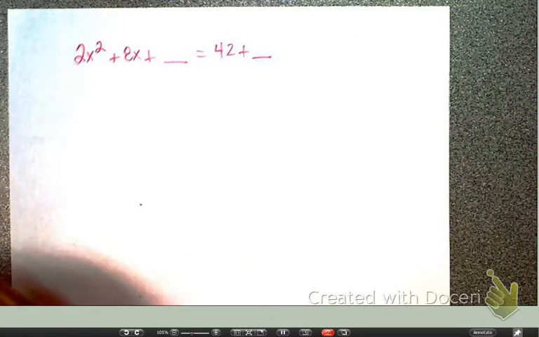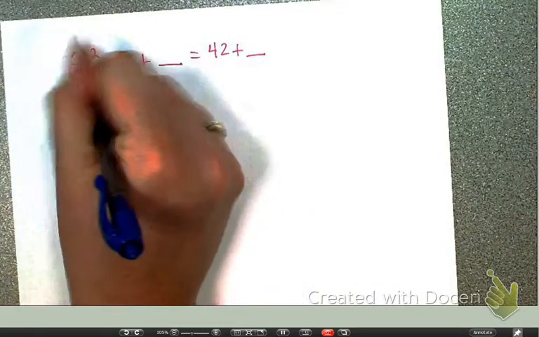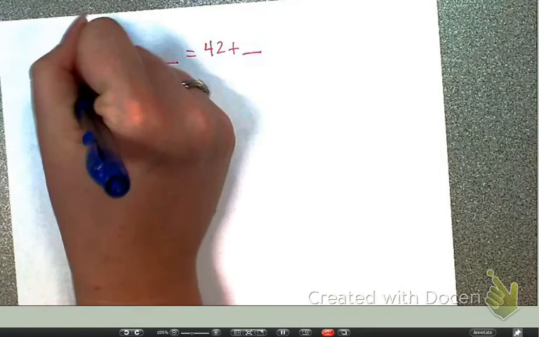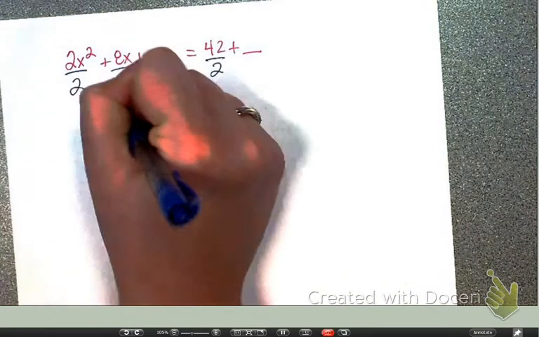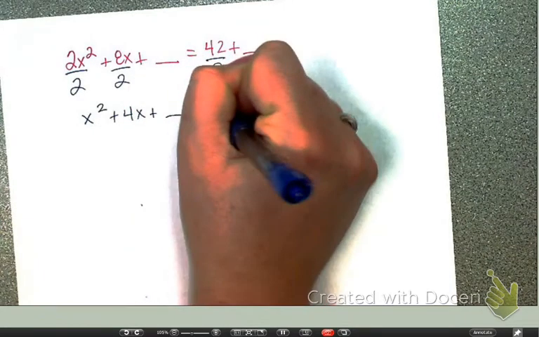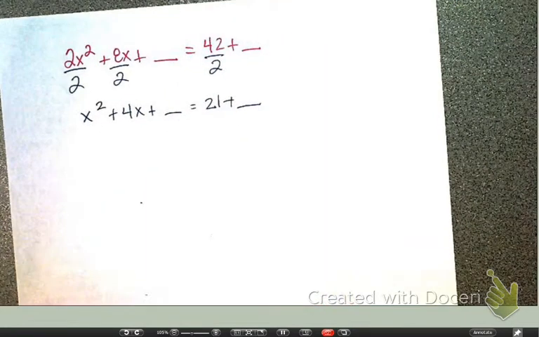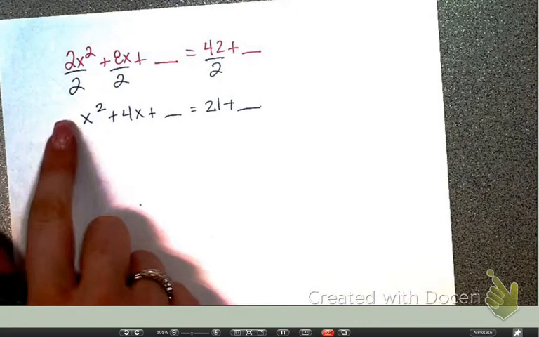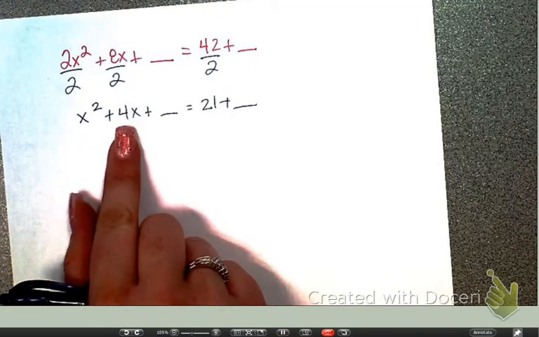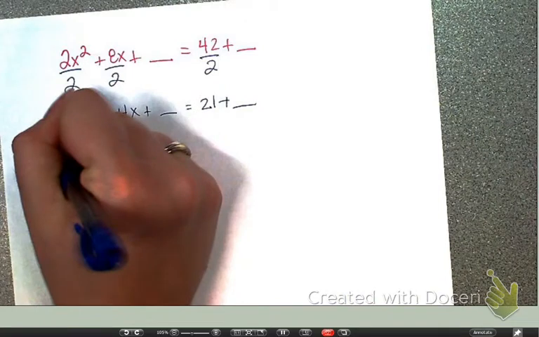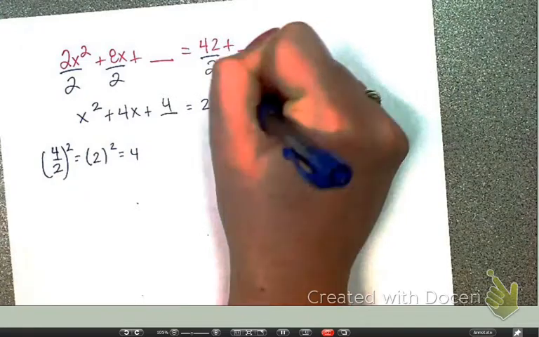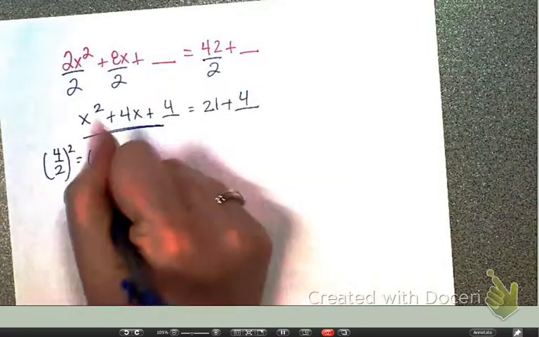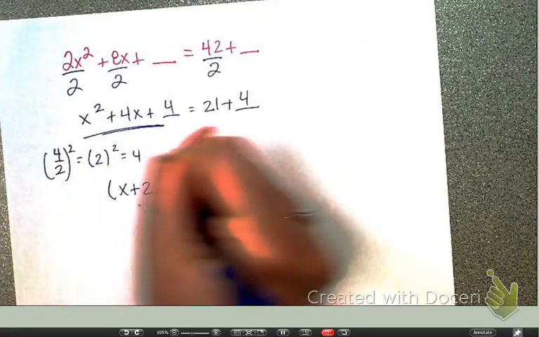Now here's the problem with completing the square if you don't remember this step. This has to be a 1. So I need to divide everything by 2. Is that the step you missed? Okay. So x squared plus 4x plus something equals 21 plus something. So if you're going to complete the square, this number out front has to be a 1. Is it going to work nicely? Yeah. 4 divided by 2 squared is 2 squared, which is 4. Factor the left. X plus 2 squared equals 25.